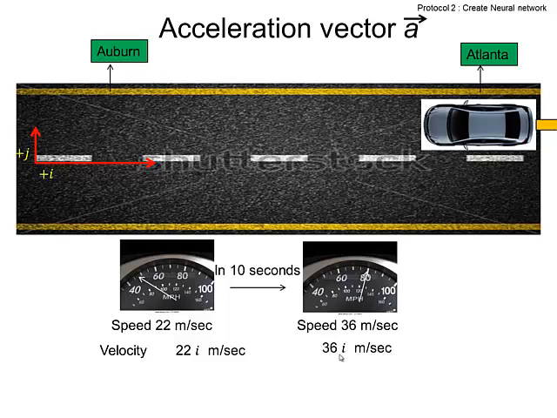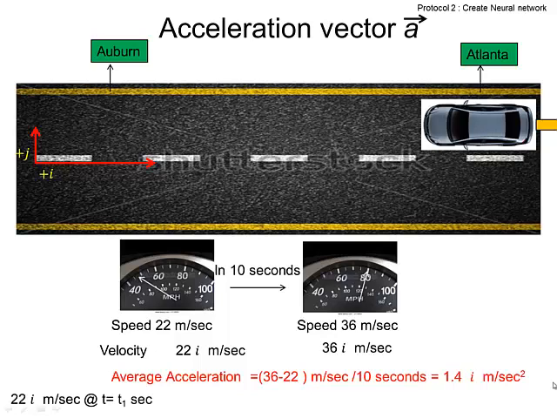The change in velocity of an object in unit time is called acceleration. Acceleration of an object is a vector quantity, and it is in the direction of the net applied force. In this example, we can calculate an average value of acceleration as 1.6 meters per second squared. This simply means that the velocity of the car is increasing by 1.6 meters per second every 1 second on average.